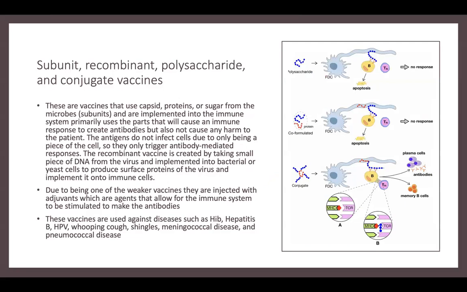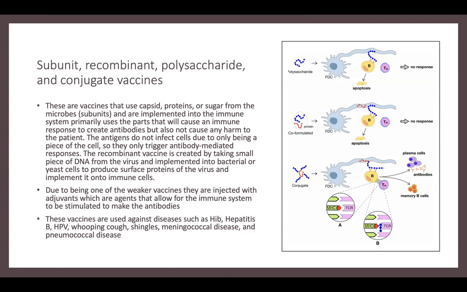The next set of vaccines are the subunit, recombinant, polysaccharide, and conjugate vaccines. And these vaccines use capsids, proteins, or sugars from the microbes, so essentially any subunit, and they're implemented into your immune system, and they primarily use the parts that will cause an immune response to create antibodies, but they also cause no harm to the patient.